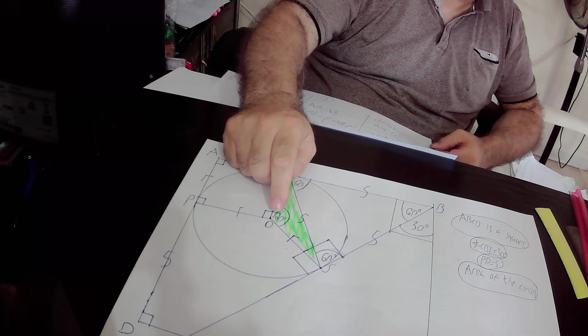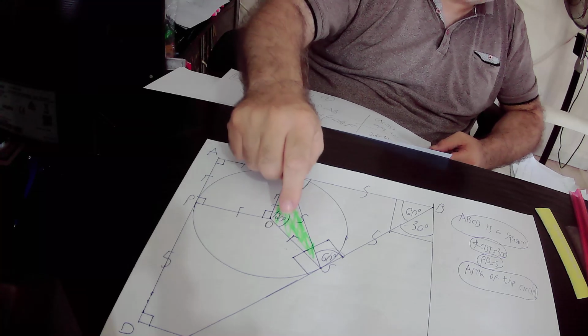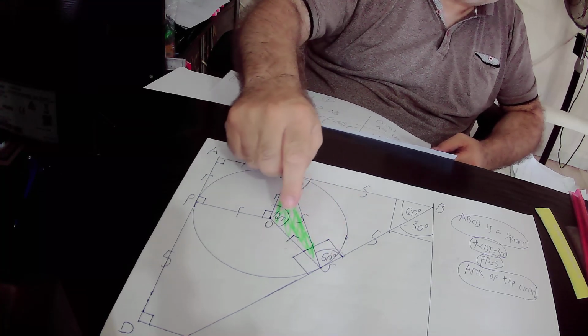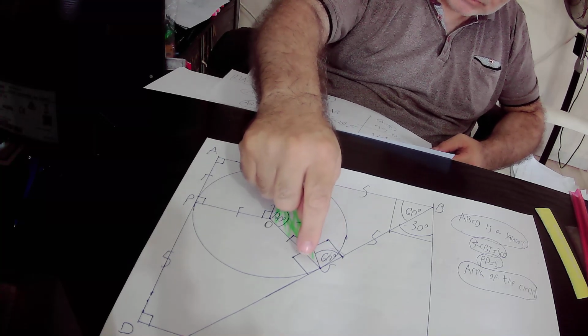Point O is the center of the circle. Point S is a point on the circle itself. Therefore, OS is the radius of this circle, which is equal to R. We have the radius OS that is drawn to the point of tangency. Therefore, according to rule number 1, this angle equals 90 degrees and this angle also equals 90 degrees.